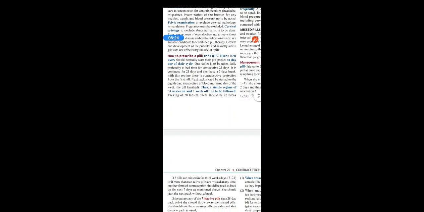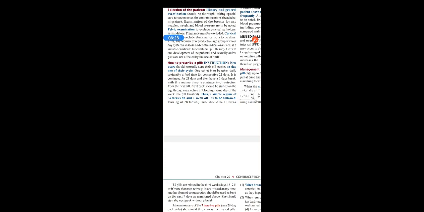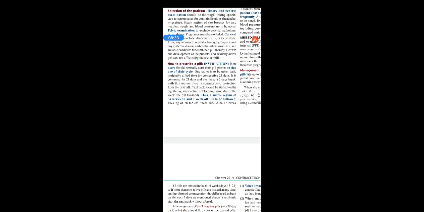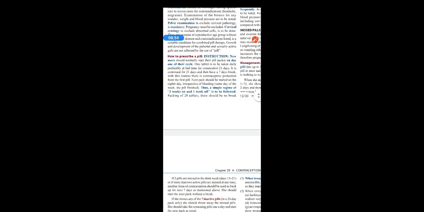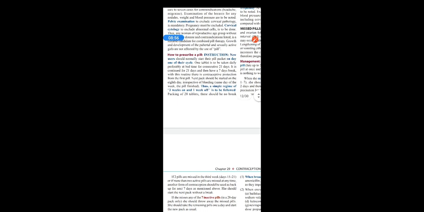Now, on the topic of how to prescribe a pill, what are the instructions we can give to the patient? New users should normally start their pill packet on day 1 of their cycle. So on the first day of the cycle they can start the pill. One tablet is to be taken daily, preferably at bedtime, for 21 consecutive days, because most of the pills are of 21 days, and the 7 tablets which are added contain iron. It is continued for 21 days and then there is a 7 day break.